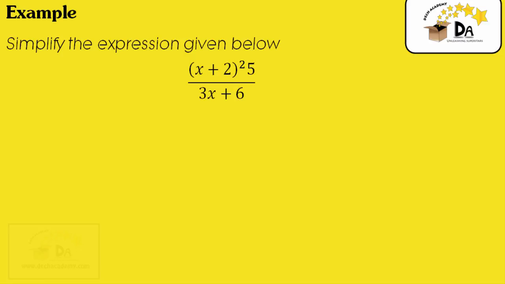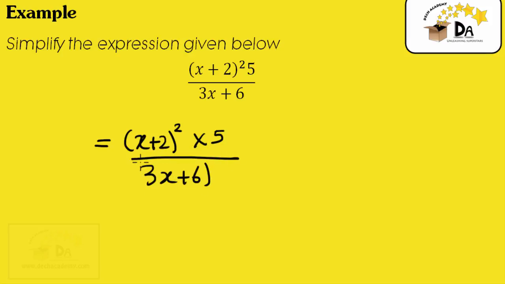Here's a final example question, and it says simplify the expression given below. And here's our expression: x plus 2 all squared times 5 divided by 3x plus 6, which can be written as x plus 2 squared times 5 divided by 3x plus 6. Now, if you can see that as it stands, there's nothing we can do to simplify the expression, then you know that something must be done to enable a simplification.